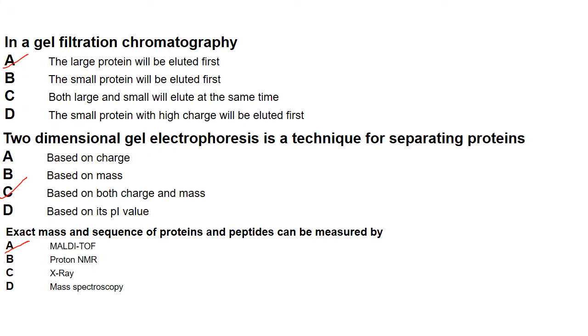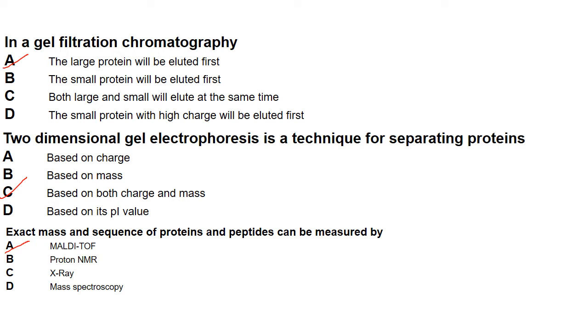In gel filtration chromatography, the large protein will elute first. It will not enter into the pores. So it will come through the in-between region of the pores. It will not enter the pores. So it will be the first to elute.